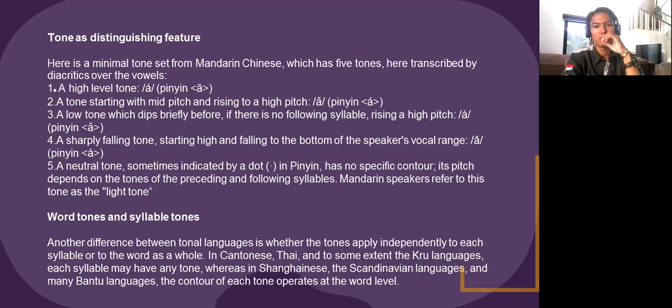Next is the low tone, which dips briefly before, if there is no following syllable, rising to a high pitch.